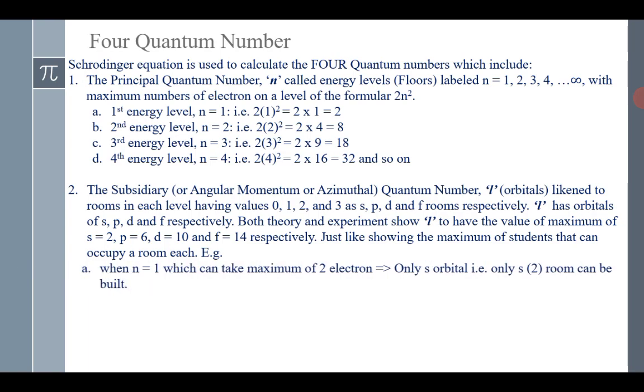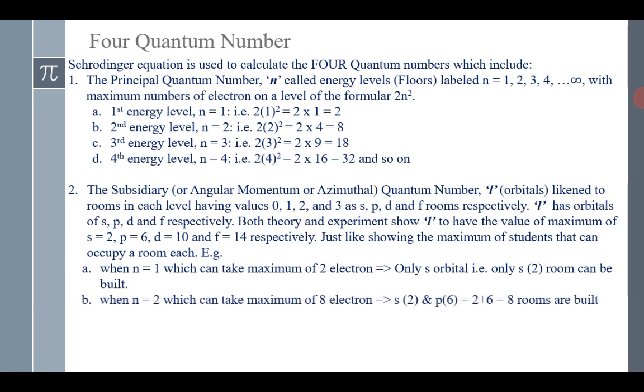So for instance, when n is equal to 1, the principal quantum number, which can take only two electrons on that shell. So it means that only the s orbital is found there, because s can take a maximum of two, and once the two are distributed there's no need of a further orbital. So the s orbital is the only orbital that can be found on the first energy level.